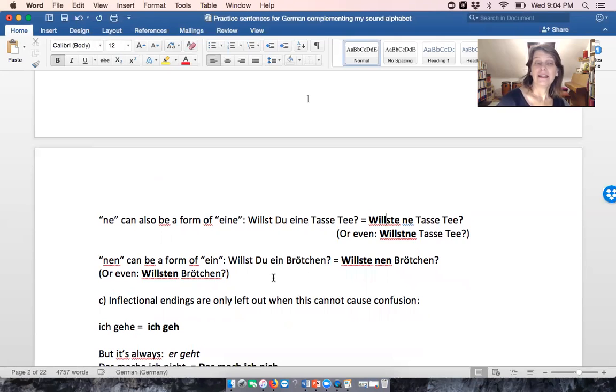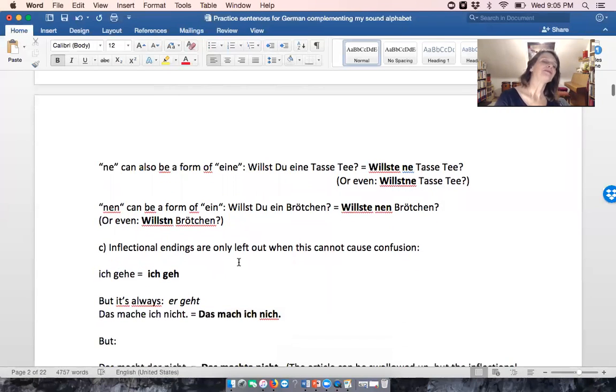Okay, 'nen' can be a form of 'ein.' So "willst du ein Brötchen," would you like a roll, becomes "willsten Brötchen." I actually would say "willsten Brötchen." Das heißt, willst du ein Brötchen?